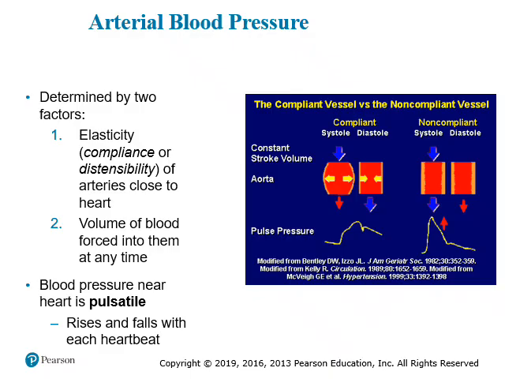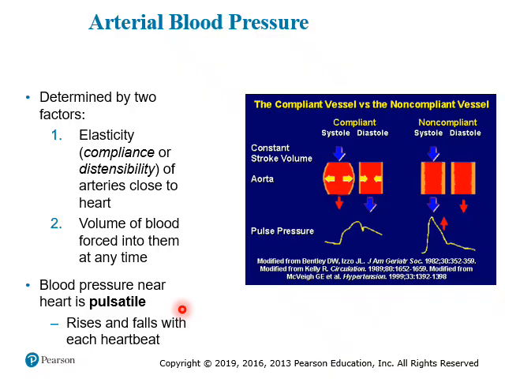The arterial blood pressure is determined by two factors. The first one is the compliance or distensibility of the walls of the artery, which is elasticity, most especially the walls of the arteries closest to the heart, and the volume of blood that is pumped into them at any given time.